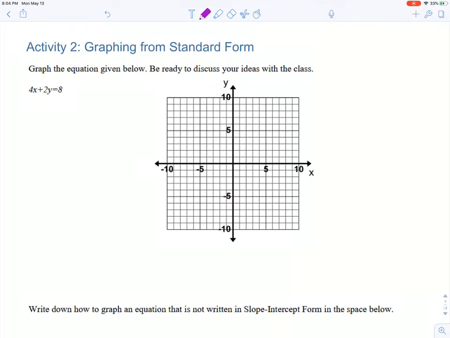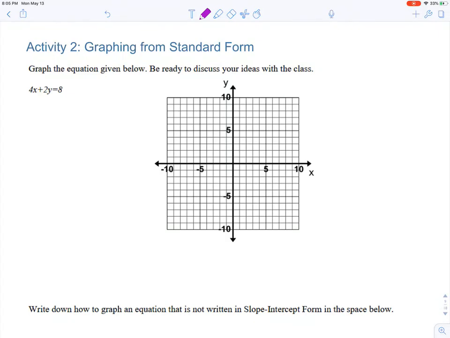So for our first one, it says graph the equation below. Be ready to discuss your ideas with the class. So because this is in standard form, I can't graph it because I have no idea what the slope and the y-intercept is as of this moment. Instead of just going ahead and graphing this, that would be incorrect. I would have to put it into slope-intercept form.